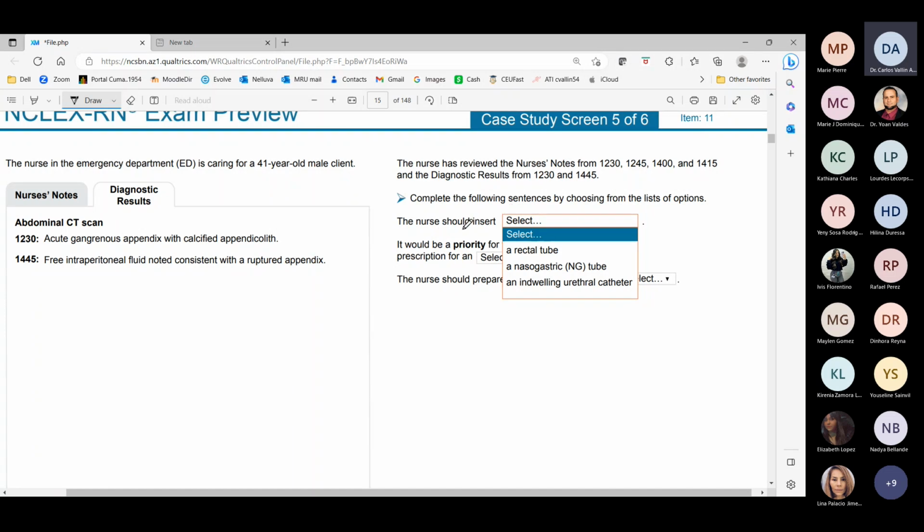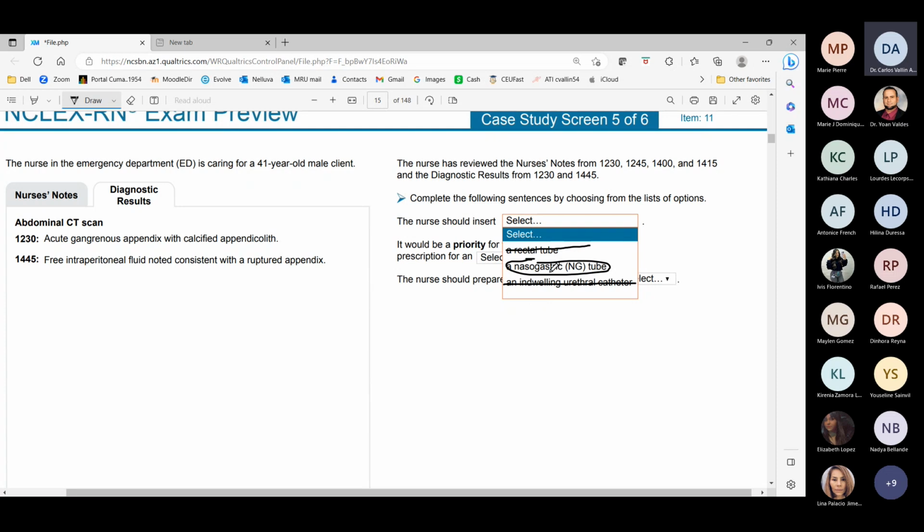The first option: the nurse should insert a rectal tube, nasogastric tube, or indwelling urethral catheter. There is no need of a urinary catheter. The patient has no obstruction of the urinary outflow and is not hemodynamically unstable as to need hourly urinary output. We avoid the use of a Foley when it is not necessary because you know that it brings infection. A rectal tube is rarely indicated in those clients. What is indicated is the nasogastric tube, because it's good to decompress the abdomen, especially in the presence of peritonitis that produces paralytic ileus.